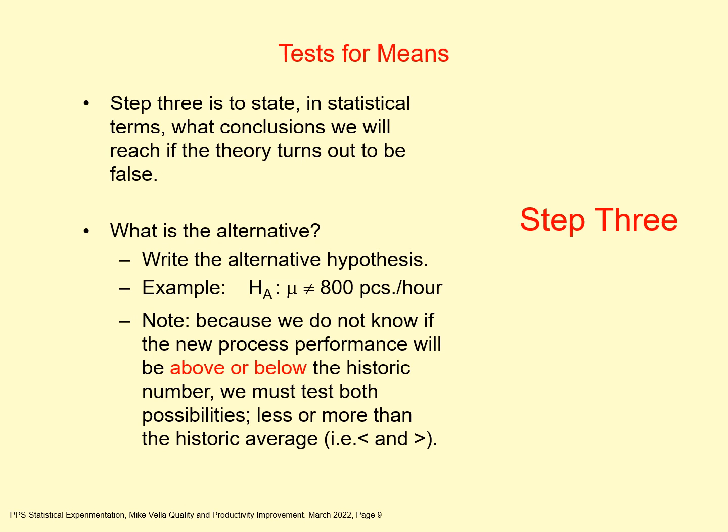Step 3 is to state in statistical terms what conclusions we would reach if the theory turns out to be false. What is the alternative? We write the alternative hypothesis, and that is the HA, in that mu, the new process, is not equal to 800 pieces an hour. Because we do not know if the new process performance will be above or below the historic number, we will test both possibilities, that is, less than or more than the historic average.